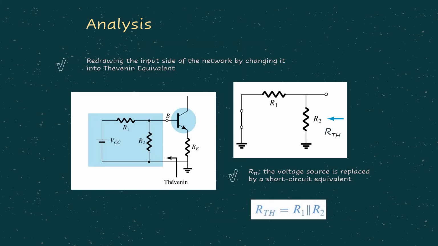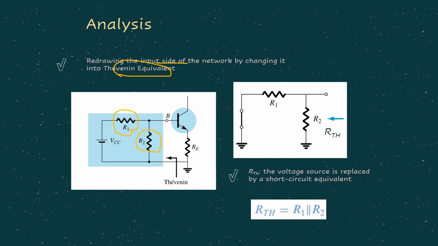For the voltage divider biasing circuit, the tricky part is that in order for us to do the DC analysis, we have to convert the input side of the voltage divider biasing circuit to a Thevenin equivalent circuit, because remember we are having R1 and R2. R1 is between base and VCC, and R2 is between base and ground.